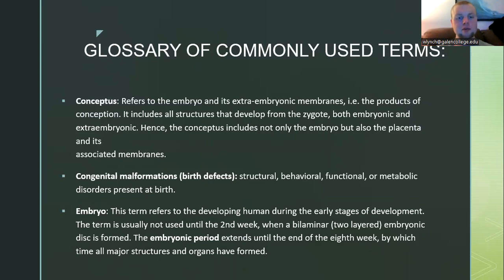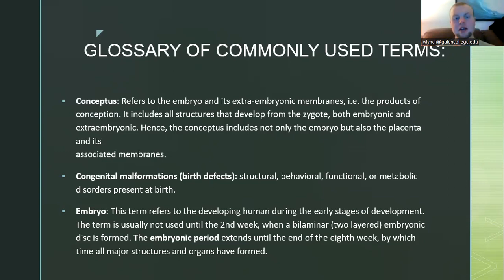Next is the congenital malformations. This is any type of birth defect that we find. This can be genetic, this can be structural, this can be anything cognitive, functionally. This can even be metabolic. If we see thyroid deficiencies, if we see growth hormone issues, things like that.